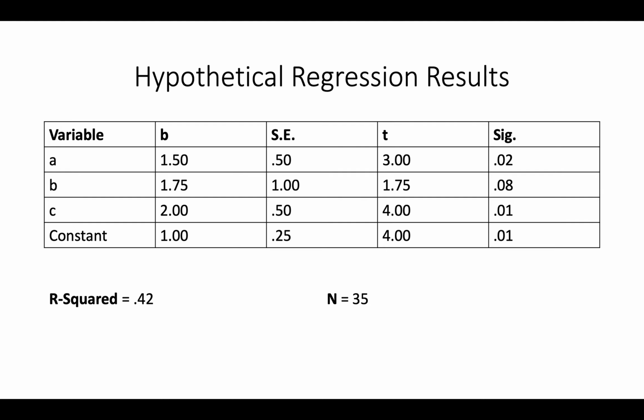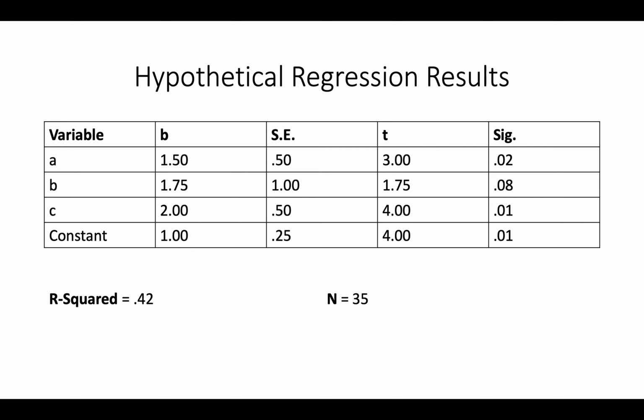The far left column, headed by variable, lists our three independent variables, a, b, and c, and the y-intercept, which is often called constant in software output. They mean the same thing. The column headed by lowercase b lists the slope coefficients for the three independent variables, as well as the y-intercept. The column next to it, headed by se, lists the standard errors for the slope coefficients and the y-intercept.